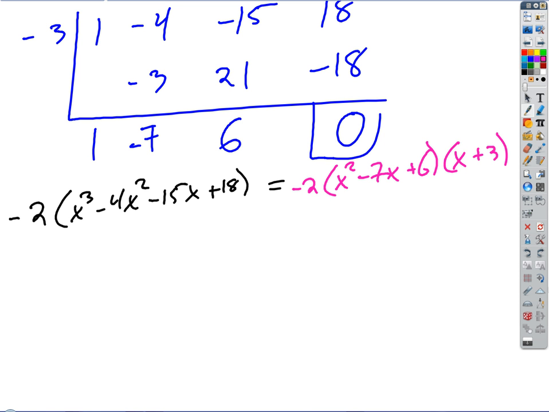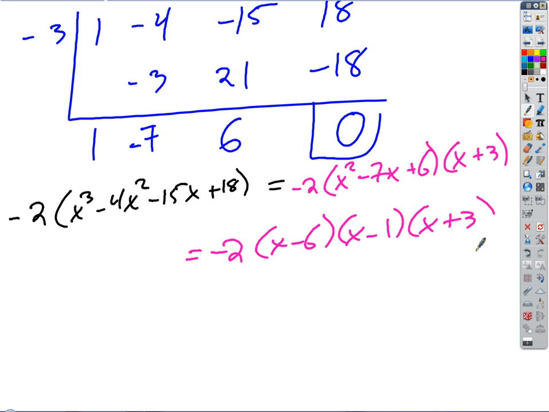Make sense? And so our final answer would just be -2 times, what were the numbers again? -6, -1? That's it, right? So you see how that synthetic process whittled this down to where it was pretty easy. We didn't even really have to write all this stuff down, did we? We knew that because -3 was a zero, that's a factor. This just gives us the other factor.